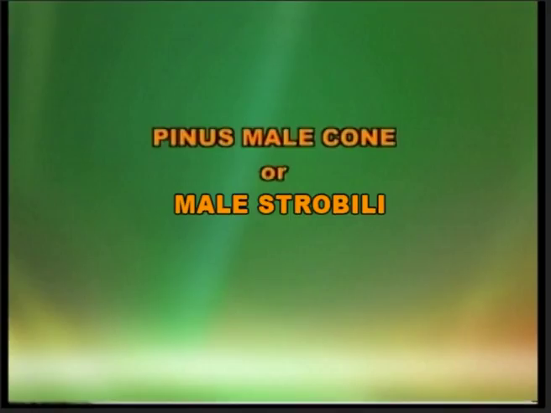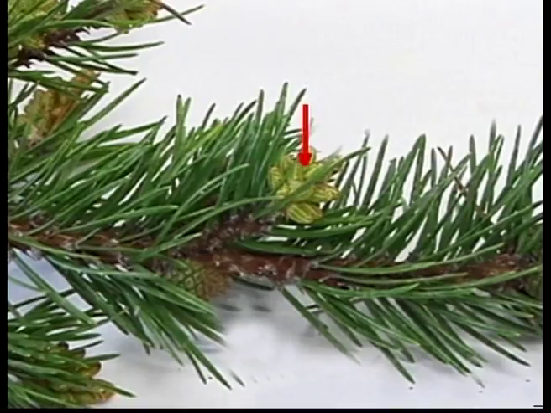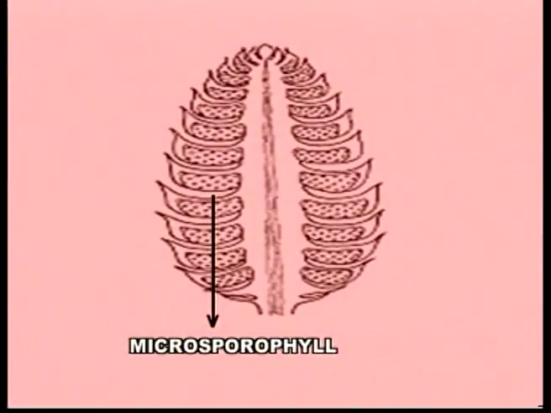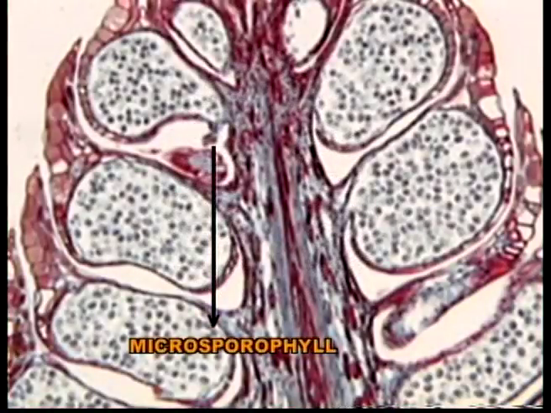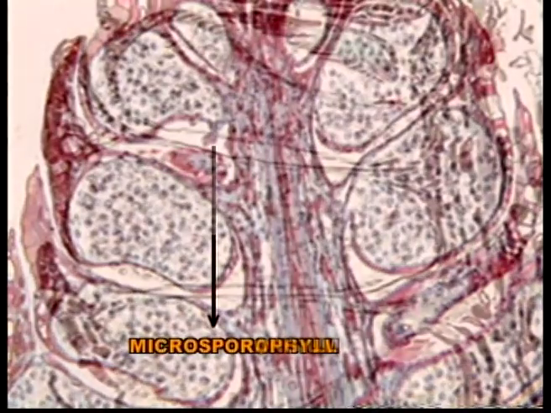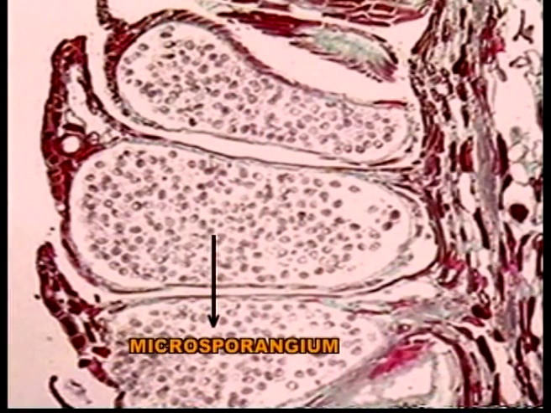Yes, let us come to the structure of Pinus male cone or male strobilus. It is borne in clusters, but these are small, yellowish green when they are young, but become brown or dark when they become mature. The longitudinal section of Pinus male cone shows that there is a cone axis on which microsporophylls are arranged spirally. Microsporophylls have a sac-like structure, that is microsporangium. Inside microsporangium are found microspores, or we can say pollen grains of Pinus.